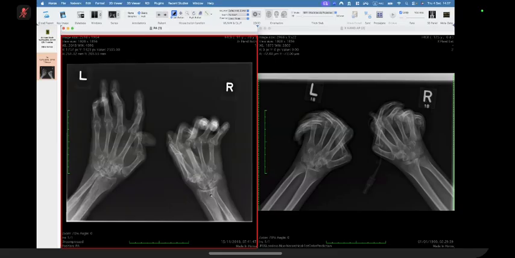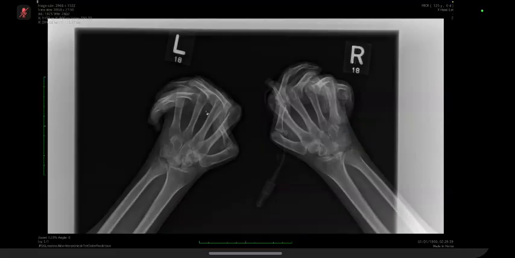This is what rheumatoid arthritis is. They both have ulnar subluxation. This one also, but look at the metacarpal heads here. Irregular. These are erosions, with soft tissue swelling. This is all subluxation. There's no erosions there. There's literally no erosions that I can see.